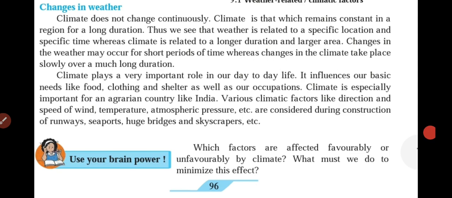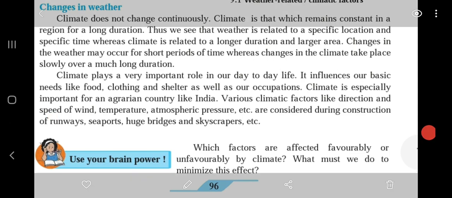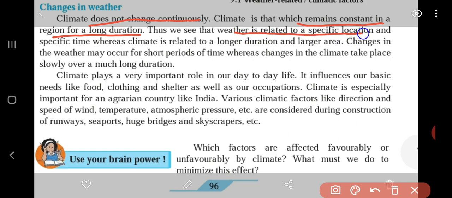Fine. Now how do changes occur in weather? Climate does not change continuously. Climate is that which remains constant in a region for a long duration. So just now what I said to you. Thus we see that weather is related to a specific location and specific time, whereas climate is related to a longer duration and larger area. This is a distinguishing point between weather and climate.